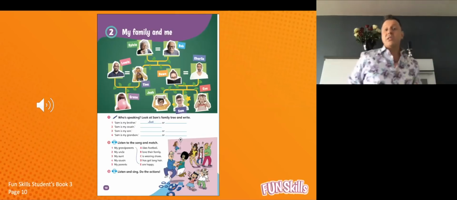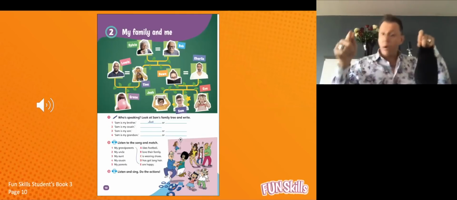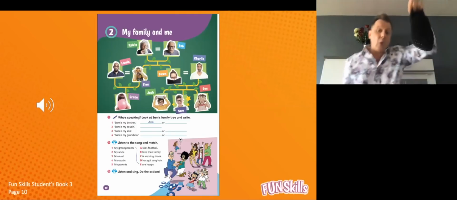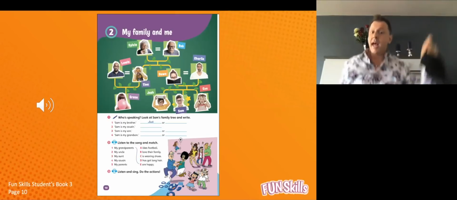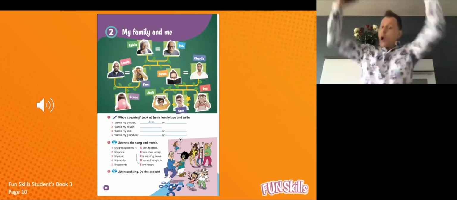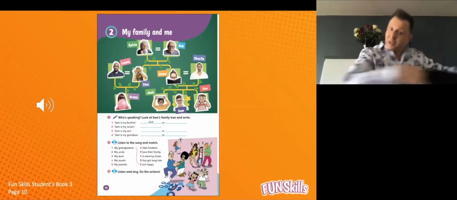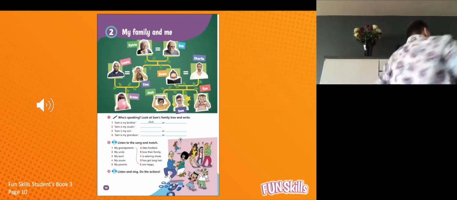My uncle's wearing shoes. How about you? People wearing shoes. Stand up and say woohoo. Woohoo, woohoo, woohoo-dee-doo-doo. Round you go!